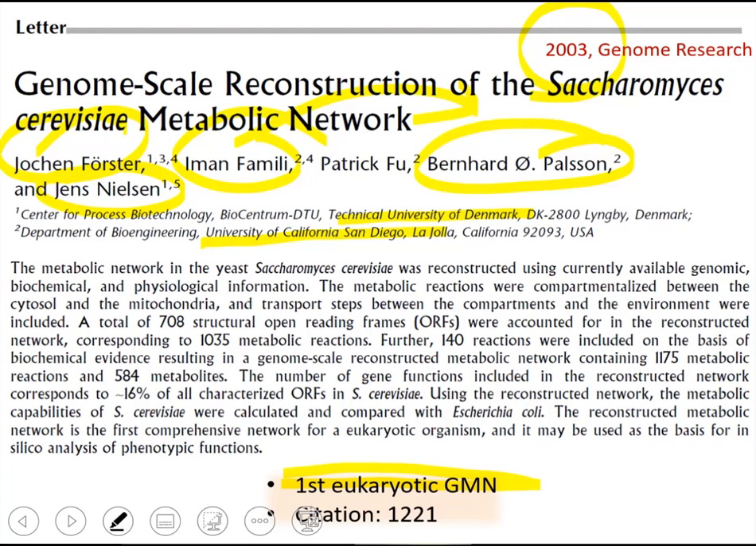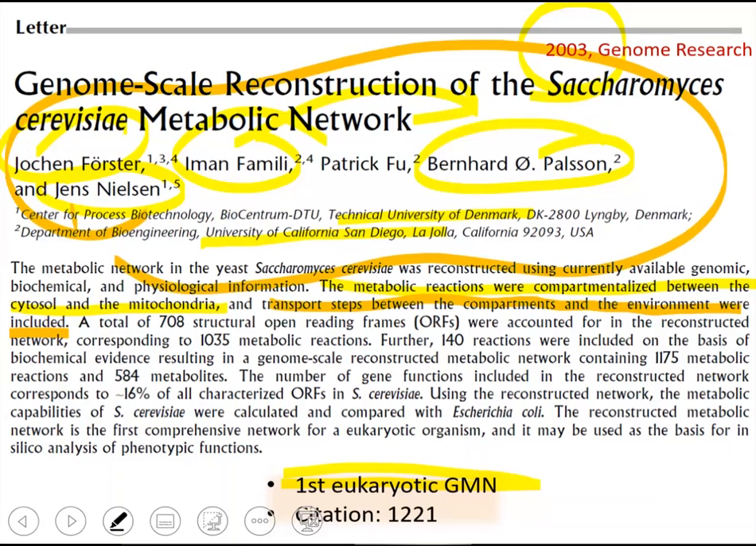So they say that the metabolic reactions were compartmentalized between cytosol and mitochondria, and transport steps between compartments and environment were included. They also applied gene deletion analysis, not here but in another paper. I will not go into details. So they published 3 or 4 papers as a result of this collaboration after they had reconstructed the model.